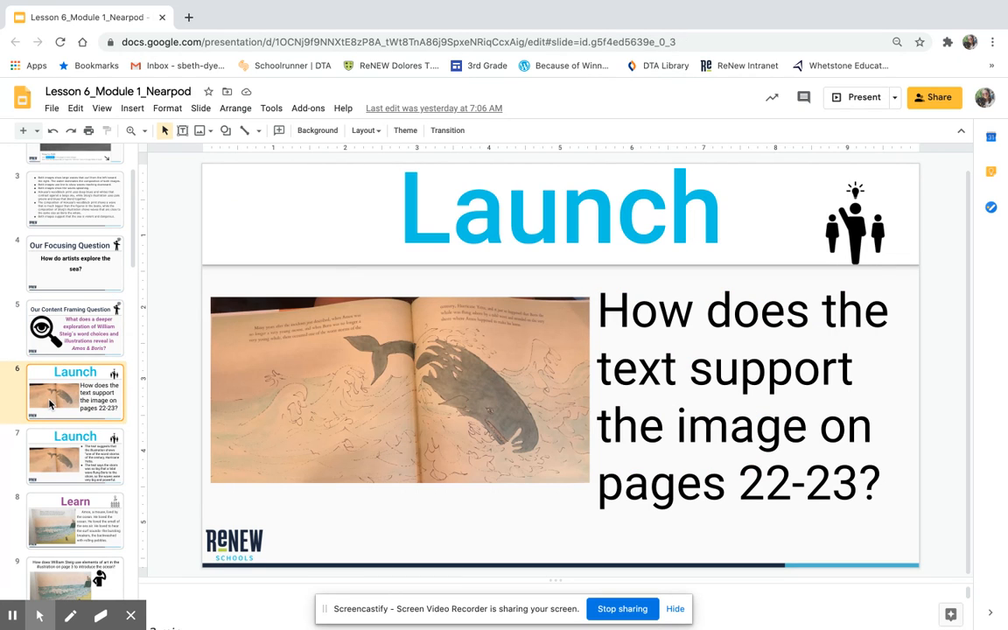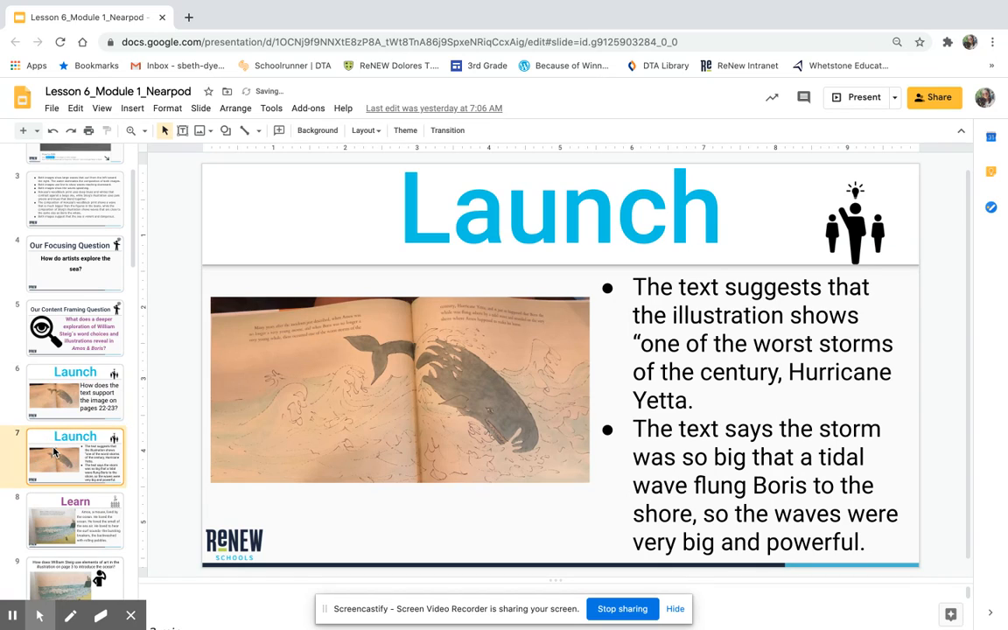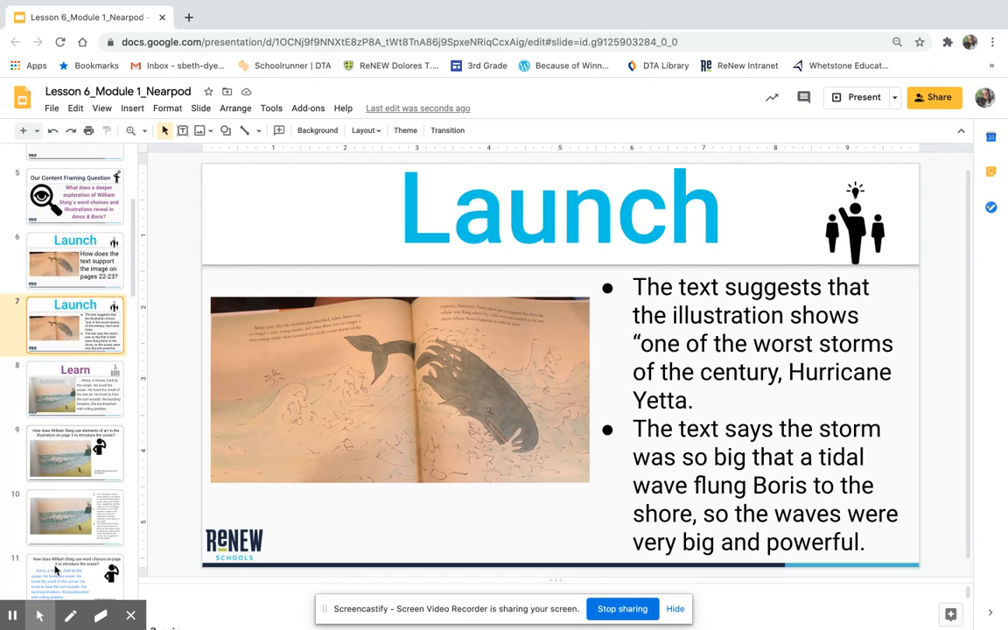We started this off by rereading pages 22 and 23. Remember, I told you this page is really important for your land. Our key takeaways from this page is that the text suggests that the illustration shows one of the worst storms of the century, Hurricane Yetta. The text also says the storm was so big that a tidal wave flung Boris to the shore. So the waves were very big and powerful. And remember, we said what we saw in the picture, and then we reread the text and found the text that matched the picture.